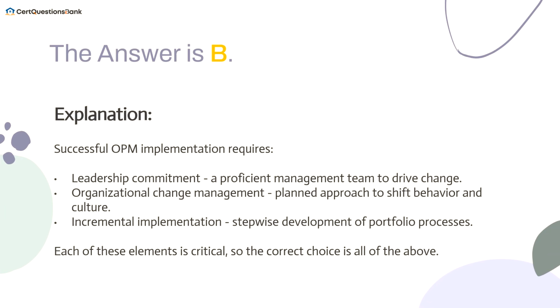The answer is B. Successful OPM implementation requires leadership commitment, a proficient management team to drive change, organizational change management, a planned approach to shift behavior and culture, and incremental implementation, stepwise development of portfolio processes. Each of these elements is critical, so the correct choice is all of the above.